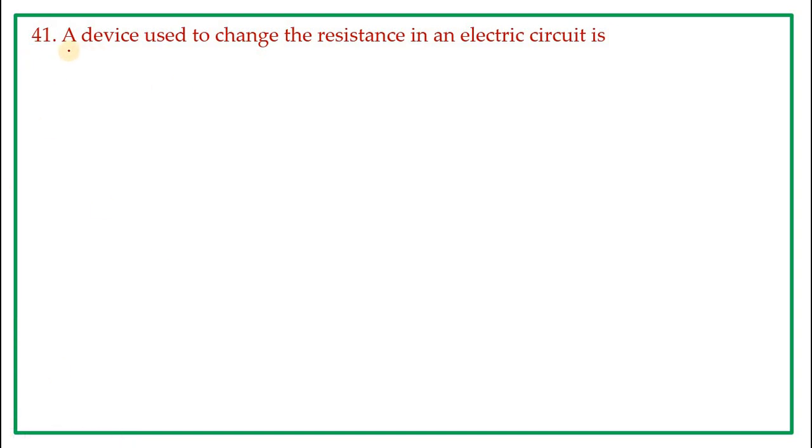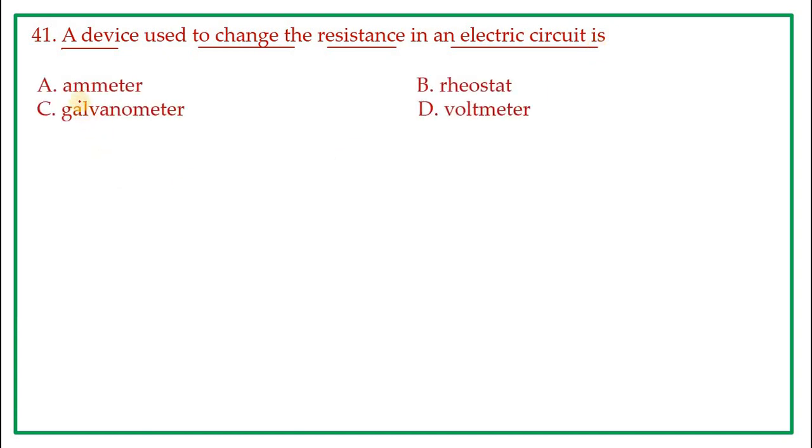Question number 41. A device used to change the resistance in an electric circuit is: the given options are ammeter, rheostat, galvanometer, voltmeter. Children, understand the problem here. The question is about the device which is used to change the resistance in an electric circuit.